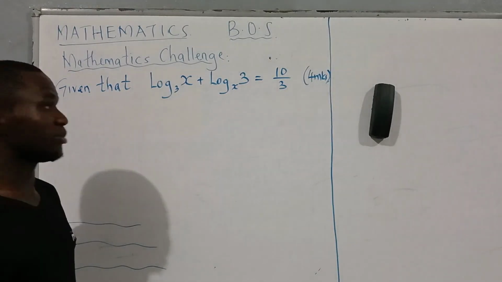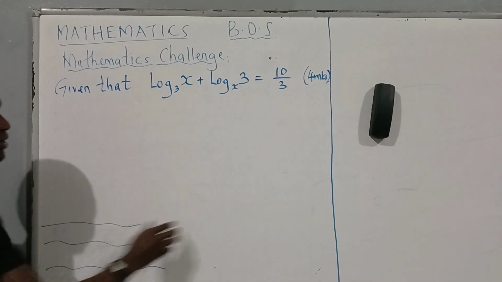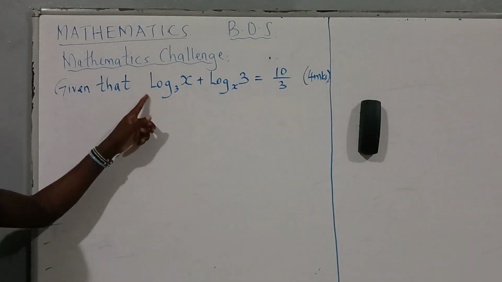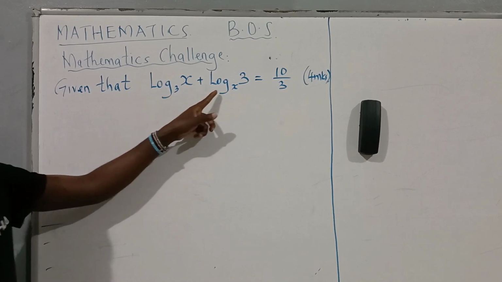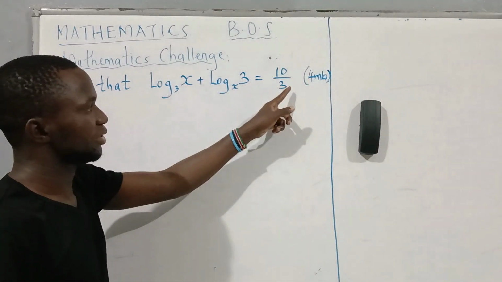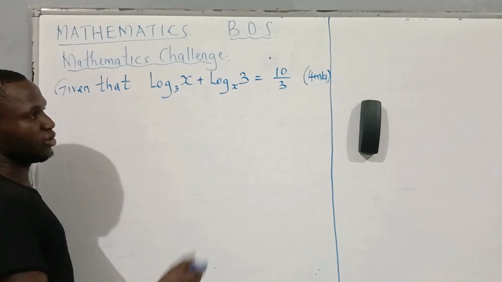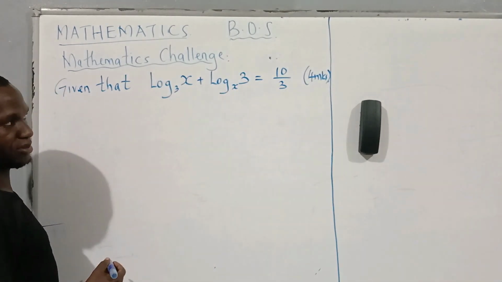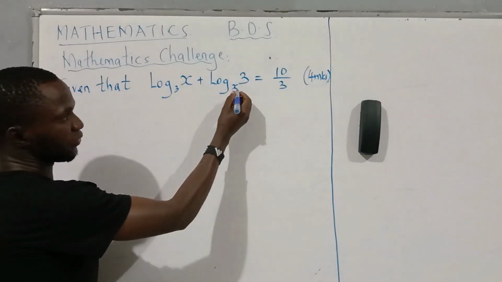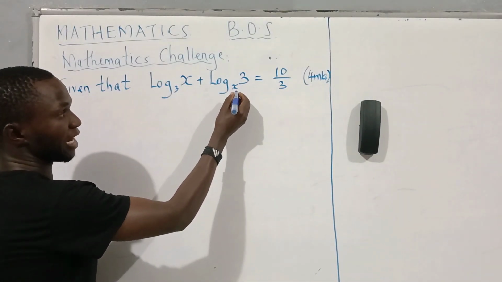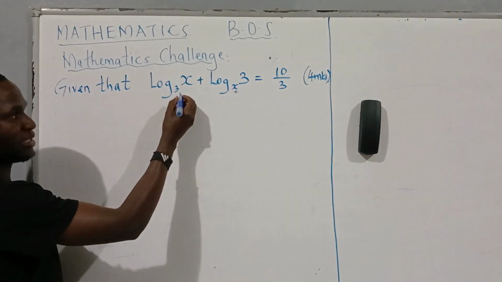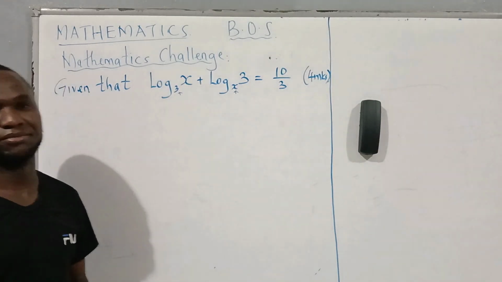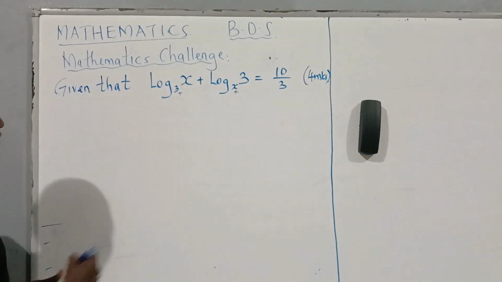So let us look at the problem, and here we are given that log of x base 3 plus log of 3 base x is equal to 10 over 3. The only issue with this question is that the bases are not the same. But if one of the bases is an unknown value and the other one is a numerical value, we are going to do a very simple thing. Come and see.